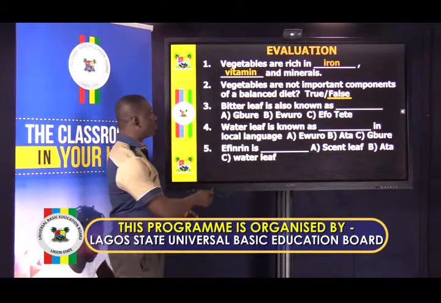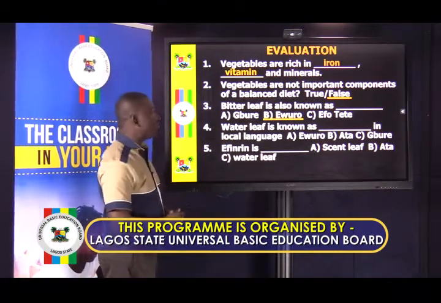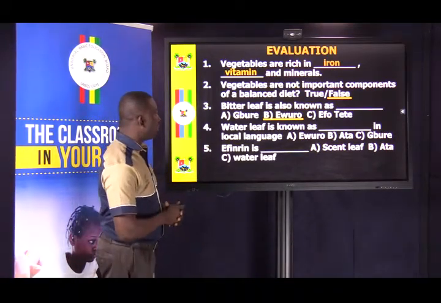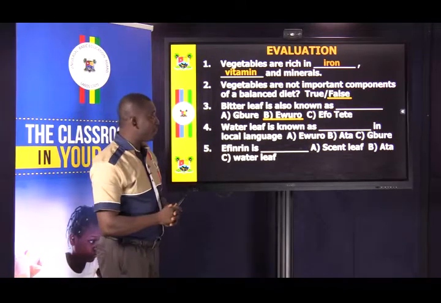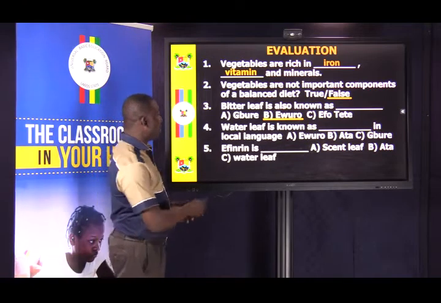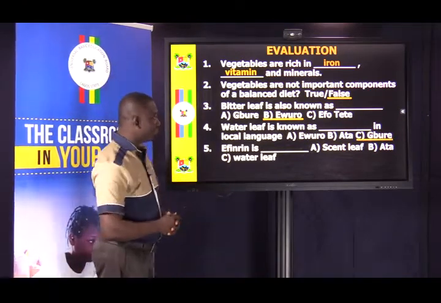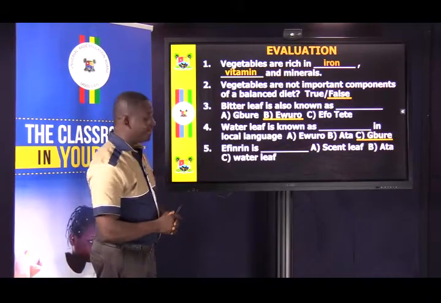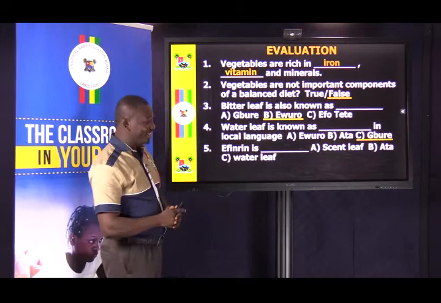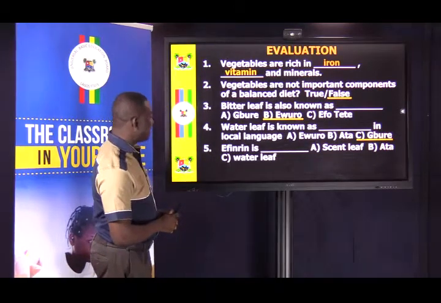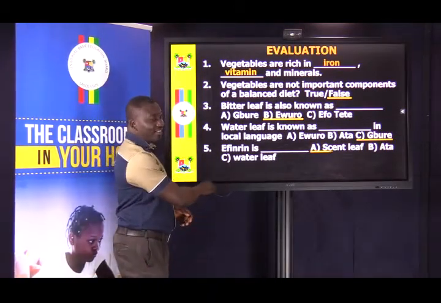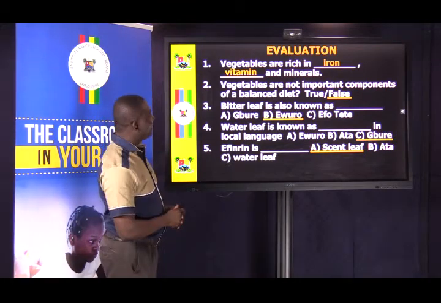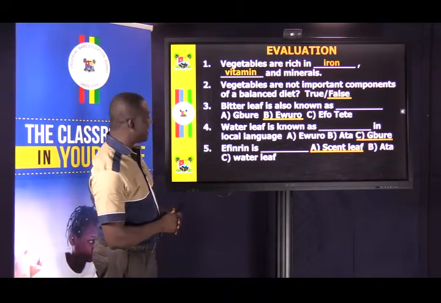On to the next question. Bitter leaf is also known as ewuro. That is what the Yoruba people call bitter leaf. Water leaf is known as gure. Yes, gure. You got it? Well done. All right, the last question. Efinrin is what? Scent leaf. Efinrin is scent leaf.